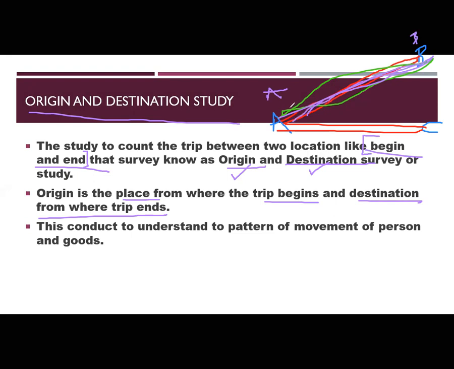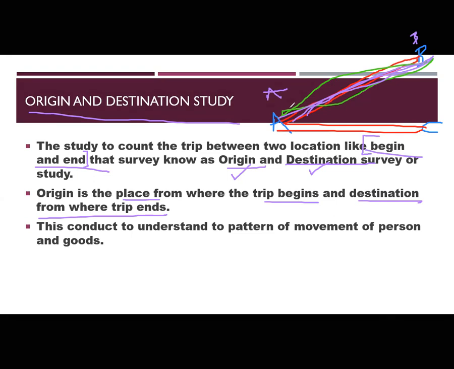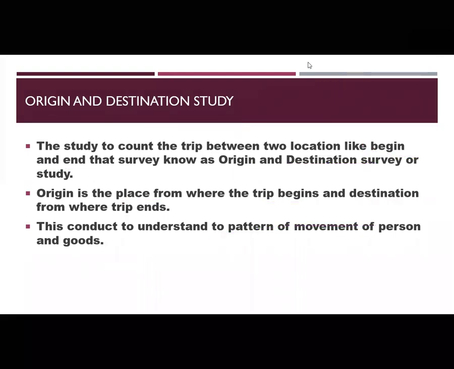So the way or road with the maximum trips is considered the busiest, and it will be the reason for providing traffic solutions also. This is conducted to understand the pattern of movement. Here we understand the pattern of movement of persons and goods. So when we do this kind of survey, the main reason behind it is to understand the pattern of vehicle movement.